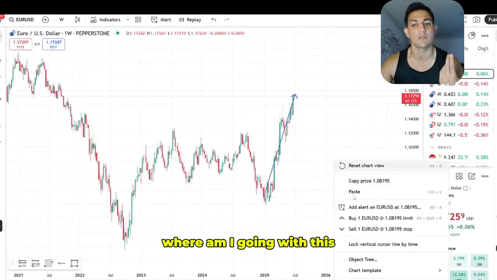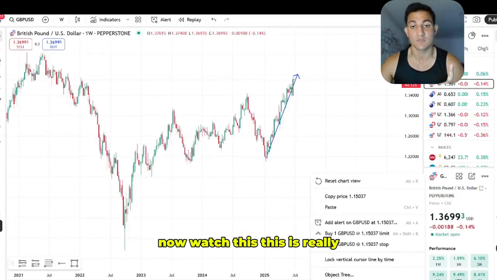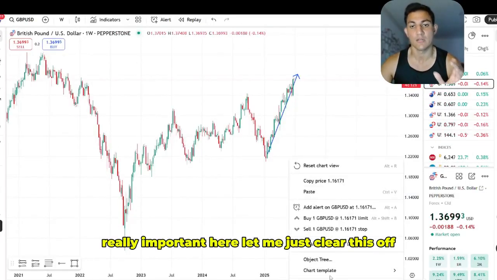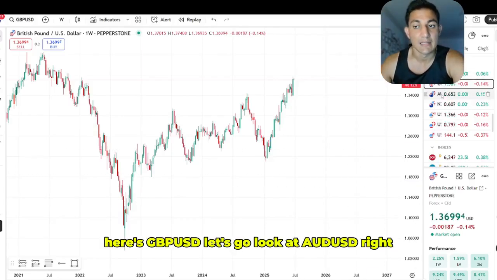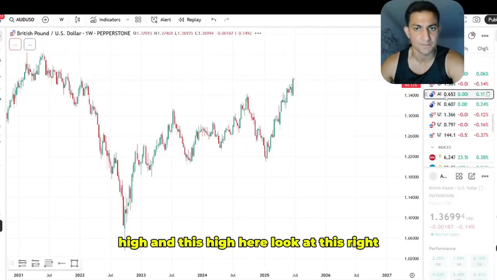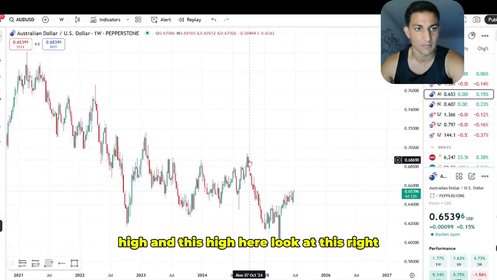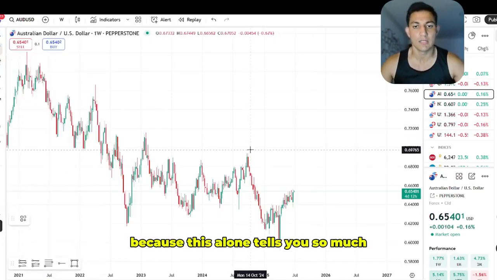Now you might be wondering, okay, Steve, where am I going with this? What does this really mean? Now watch this. This is really, really important here. Let me just clear this off. So here's Euro Dollar, here's GBP USD. Let's go look at Australian dollar. So remember this high and this high here. Look at this. This is so important right here because this alone tells you so much.